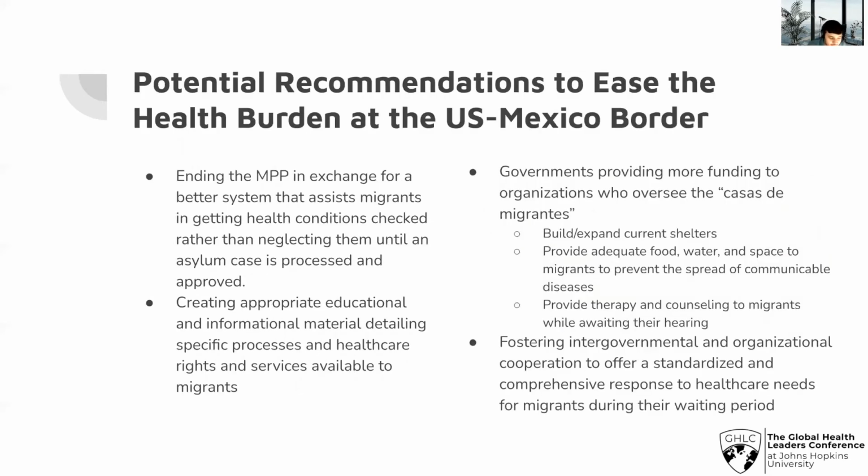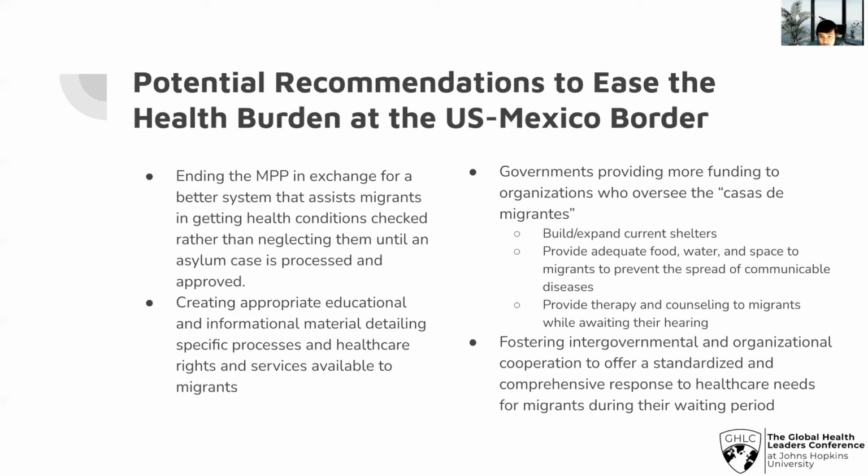So how do we exactly solve this? Well, I've given some potential recommendations to ease the health burden at the US-Mexico border. There have also been talks about ending the MPP in exchange for a better system that assists migrants in getting health conditions checked, rather than neglecting them until they're approved and actually in the United States. Another option is creating appropriate educational informational material, detailing specific processes and the migrants' rights to healthcare services in Mexico and even the United States if and after their application is approved.